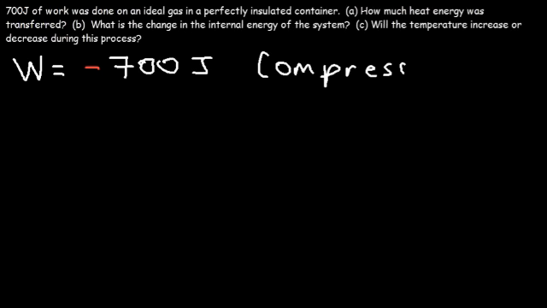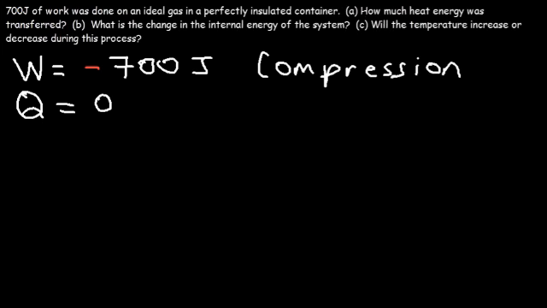Now, what type of process do we have? Is this an isobaric process, isochoric, adiabatic, or isothermal? The key expression here is that the gas is contained in a perfectly insulated container. So if it has good insulation, it's going to be difficult for heat to flow into or out of the system. So therefore, Q is equal to 0. If heat energy cannot flow into or out of the system, Q is 0, which means that we have an adiabatic process. So the answer to part A is 0.